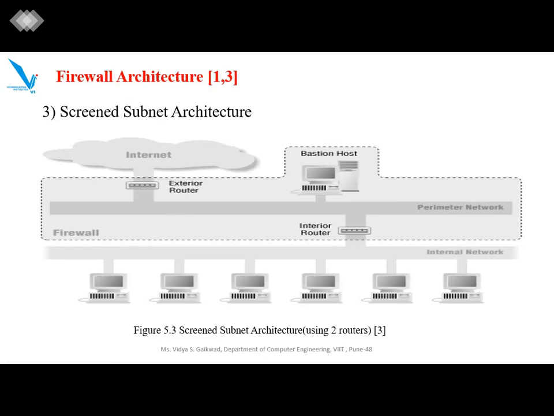So there are two routers used to protect the network. To break into the internal network, the attacker has to pass both the routers, exterior router as well as interior router. If the attacker is able to break the bastion host, then also due to the interior router, the internal network is not accessible to the attacker. And to compromise the internal network, there is no single point that will be vulnerable, right?